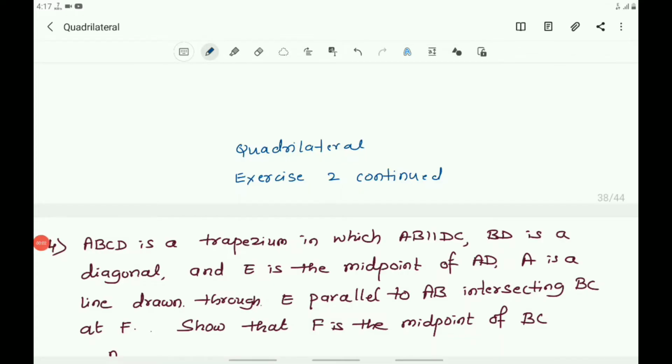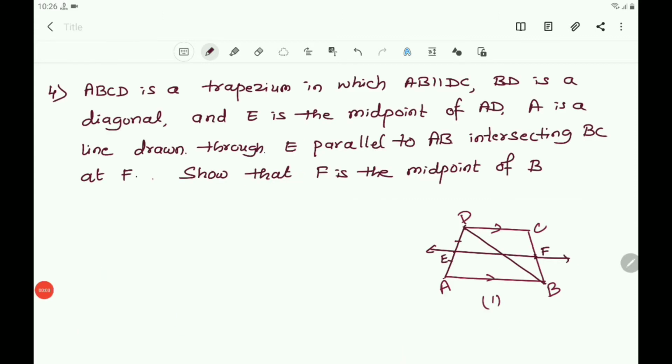Children, let us continue the chapter quadrilateral. The exercise 2 is continued. Now the fourth question. ABCD is a trapezium in which AB parallel to DC, BD is a diagonal and E is the midpoint of AD. A line is drawn through E parallel to AB intersecting BC at F. Show that F is the midpoint of BC.